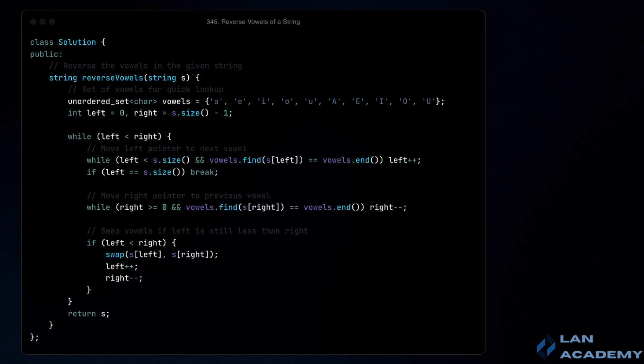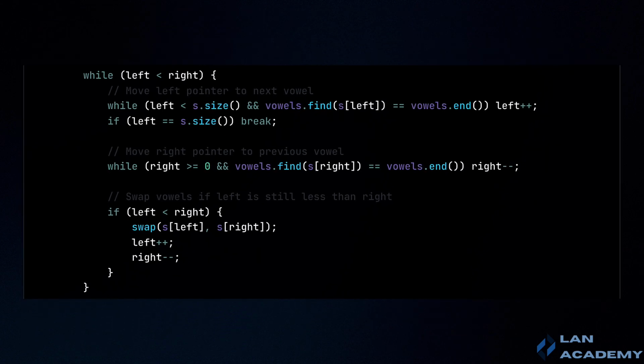Next, I need to iterate through the string until left and right meet or exceed each other. I'll use a while loop for this step. This while loop works as long as left is smaller than right, meaning as long as left and right haven't met or exceeded each other. If left is bigger or equal to right, that means that left has reached the end of the string and the loop stops.